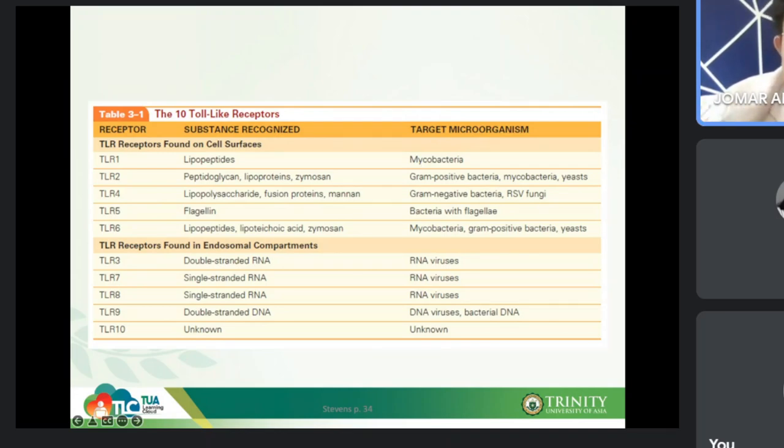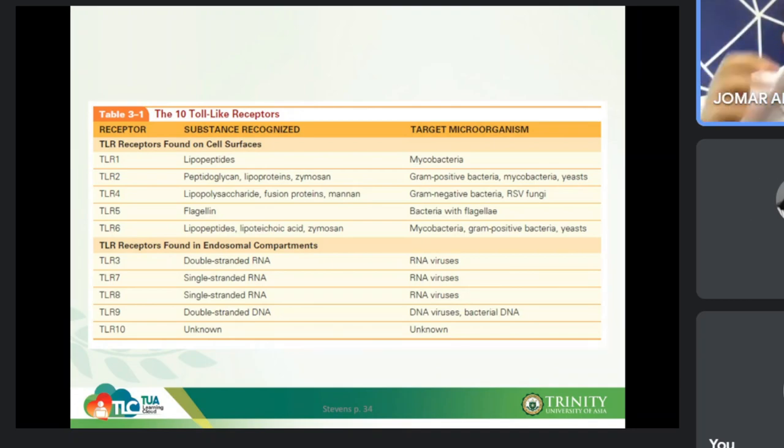There are overlap, okay? But during my exams naman, I do not ask the overlap. I ask the one unique to that particular TLR. So you have to memorize that. Okay, there's only one that has your peptidoglycan, that is only TLR2. Only one that attaches to your lipopolysaccharide and fusion protein and even mannan, that is only TLR4. Your flagellin is only TLR5. Lipoteichoic acid is only for TLR6. So please remember those, okay, for our upcoming exams.